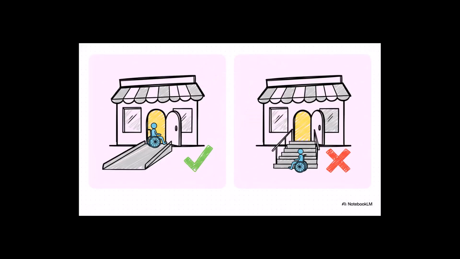An accessible document, it's like a store with a ramp. It's a thoughtful way of making sure everyone can get in. But an inaccessible one, well, that's like a shop with nothing but a steep flight of stairs. It just creates a barrier. It's that simple, and it's that important.